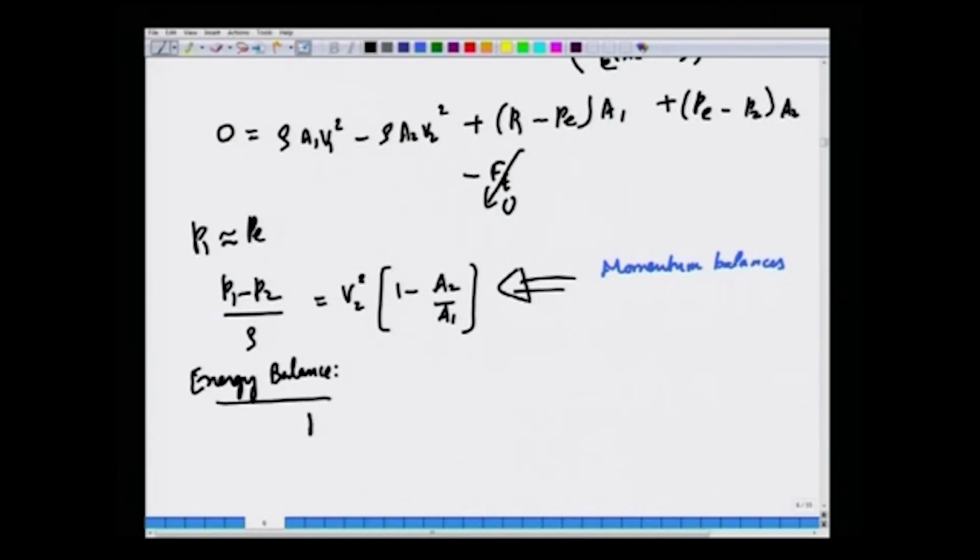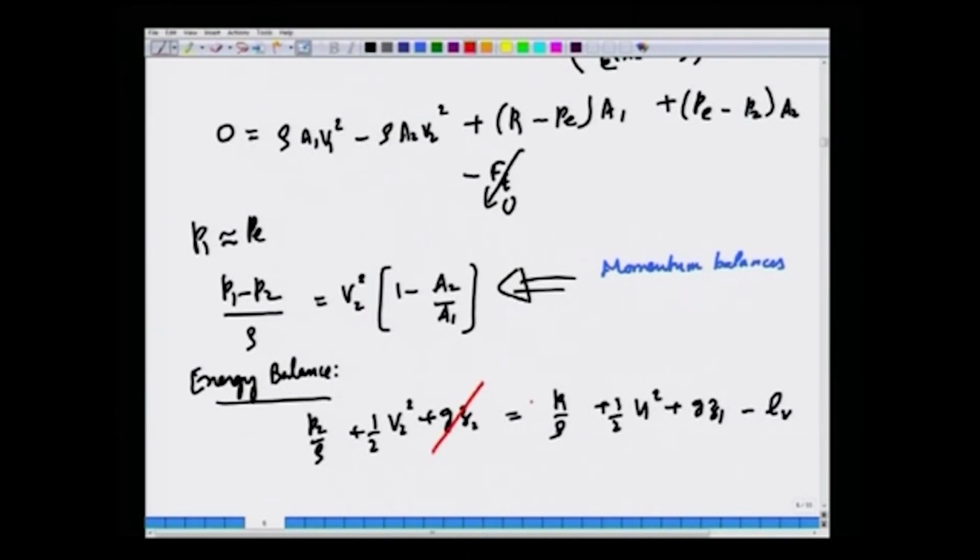you will get that P2 by rho plus half V2 squared plus GZ2 is P1 by rho plus half V1 squared plus GZ1 minus viscous losses. There is no shear, and there is no shaft work done because there are no shafts cutting across the control surface through this simple expansion. One thing we can say safely is that the elevations upstream and downstream are roughly the same, so there is not much potential difference due to gravity head.